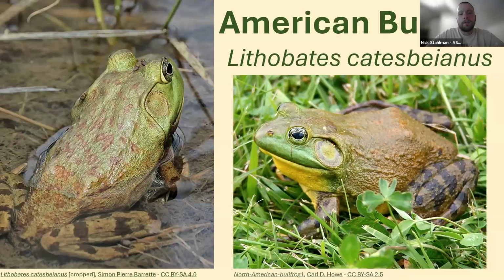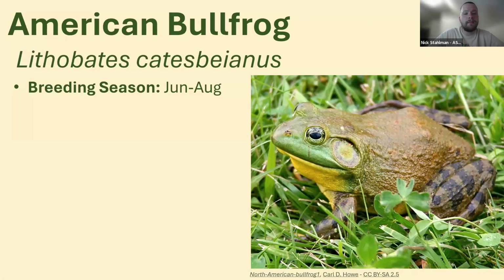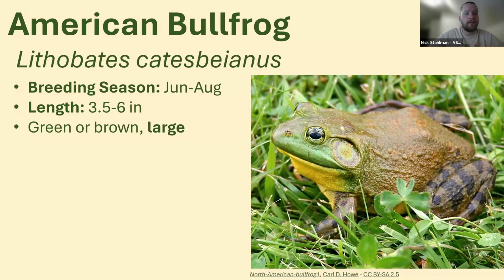Staying with lithobates for the remainder of the frogs here, we have American bullfrog. Catesbianus is unfortunately just named after a guy. So nothing really fun with Catesbianus, but lithobates catesbianus, breeding season, we're getting into summer now, so June to August, and they are big, 3.5 to 6 inches. I think the record's over 8 inches for this. Green to brown and large.